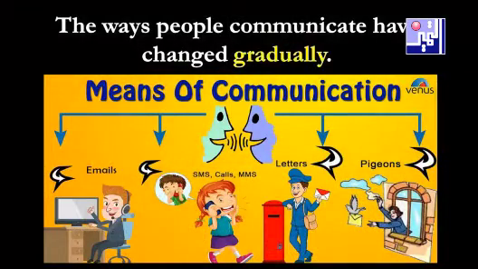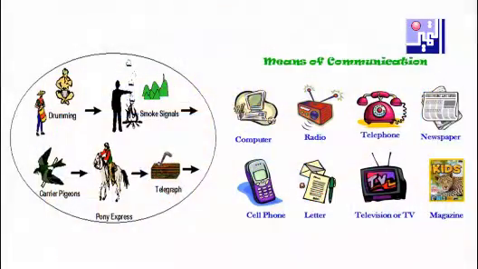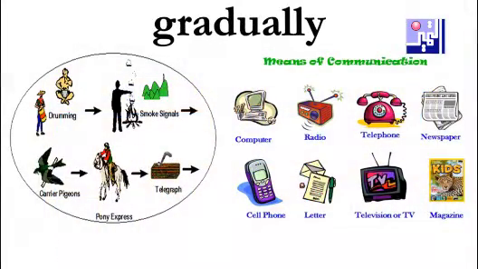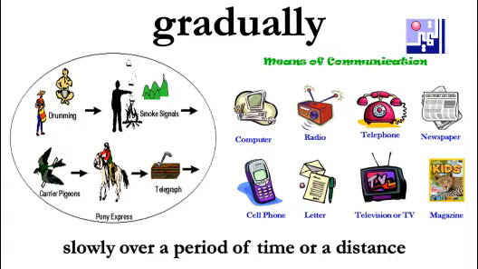Next word, gradually. Gradually. تدريجيا. The ways people communicate have changed gradually. As we know, means of communication have changed gradually. If you look at this picture, we find in the past people used pigeons, after that letters, then SMS, calls, MMS, and now they use emails. Gradually is an adverb. It means slowly over a period of time or a distance.